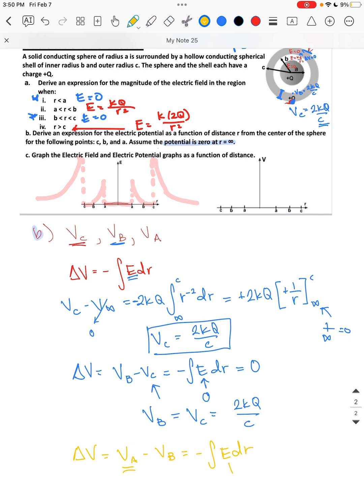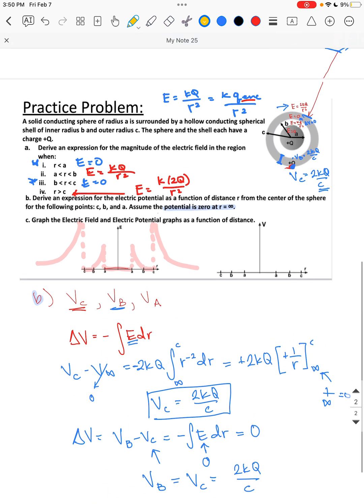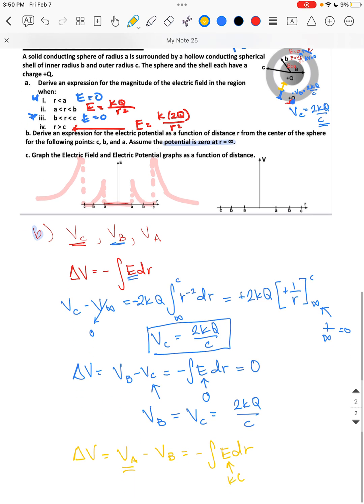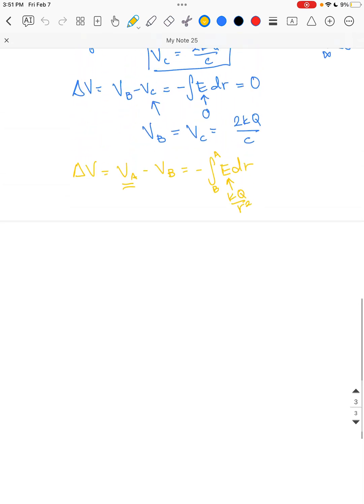And again, our equation when we're in this vicinity right here is not 0, it's kq over r squared. And then we're solving with the limits from B to A. Okay, so I am going to let you do that solution on your own. You can pause the video here and then check your work with me. All right, and then I am going to start the solution.